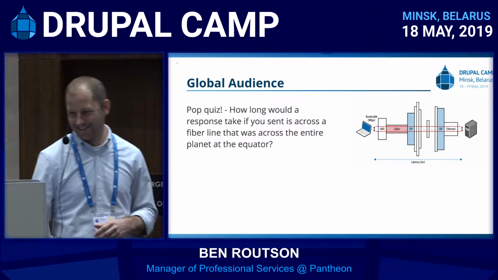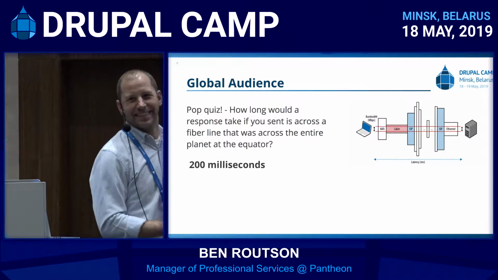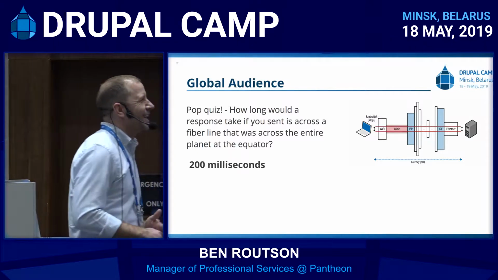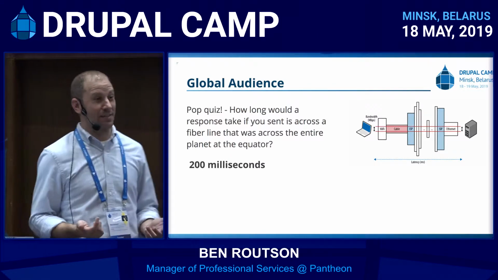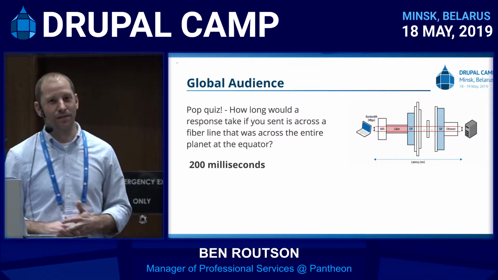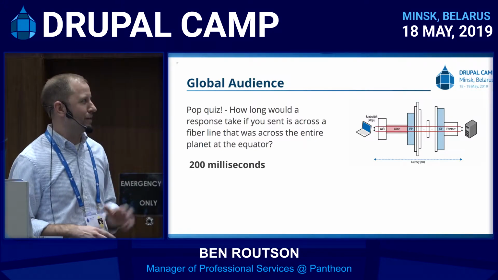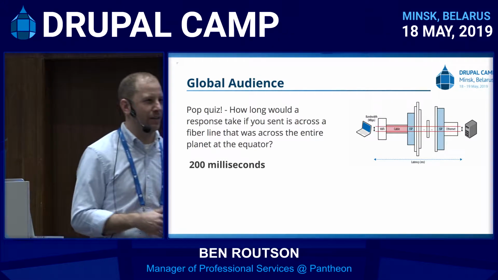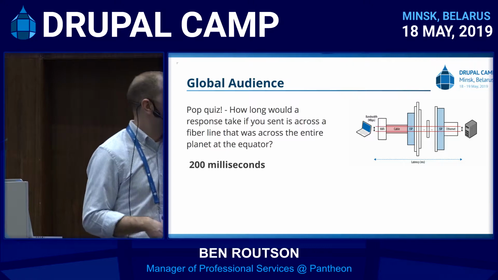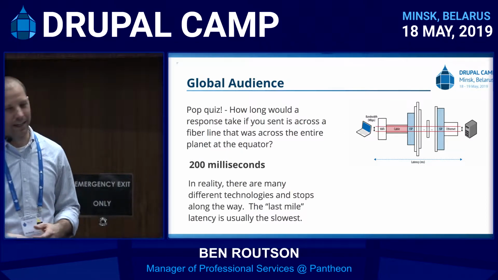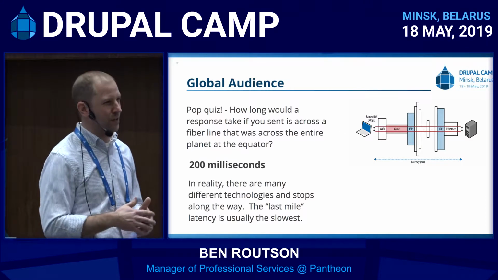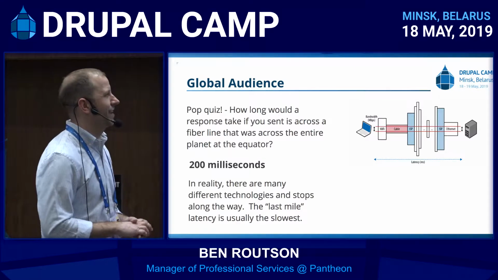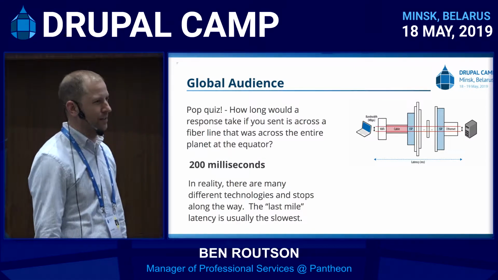300 milliseconds? 200 milliseconds. So that's pretty fast, right? That seems like it wouldn't be too much of an issue. It's more than what we want, but it's in an acceptable range. Problem is that that's actually in an ideal scenario where it's a straight line of fiber and you're connecting two machines directly to each other.